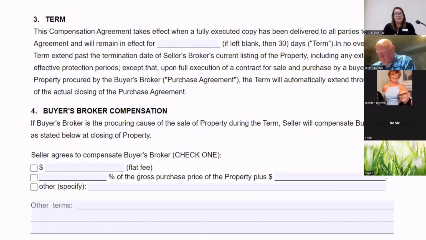So perhaps you're going to charge a percentage plus a transaction fee. It has an other box if there's some other scenario, and then there's also other terms. So again, I'd be very careful as to what you handwrite in, make sure it's very specific, but you're only going to check one of the 3 boxes. So it's one of the 3, you'll see that's in parentheses there.